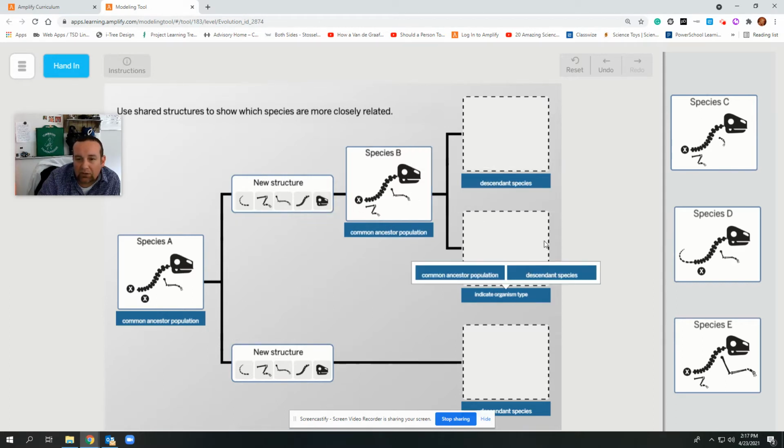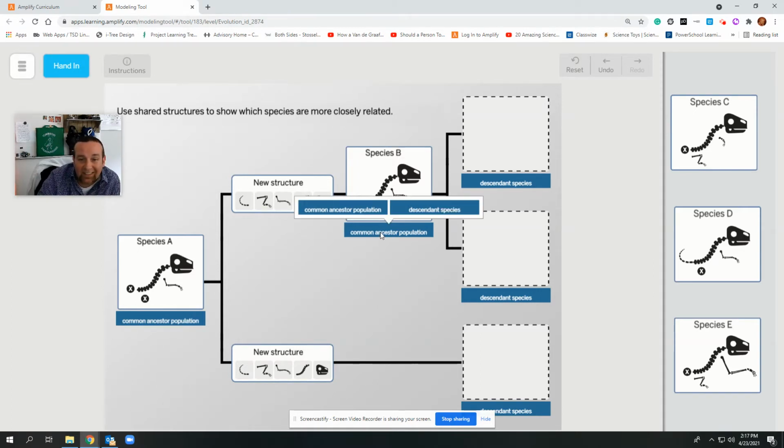Descendant species of that common ancestor population. Now, what's tricky and unfortunate about this model is if we were talking about species A versus species B, then we would have chosen a descendant species, right? But because our final product is over here, we should say that that's a common ancestor.